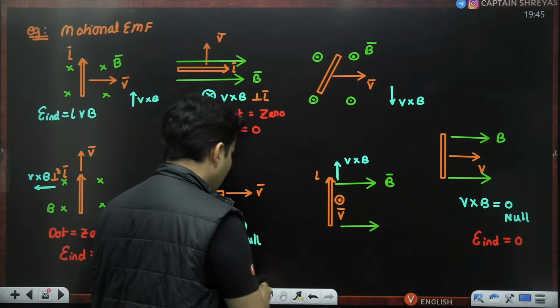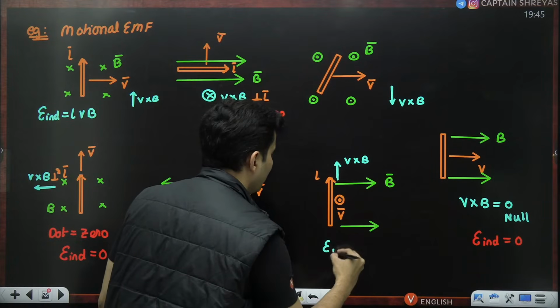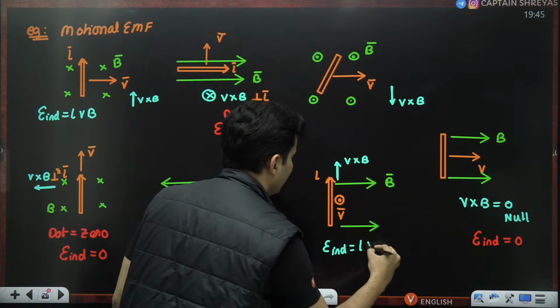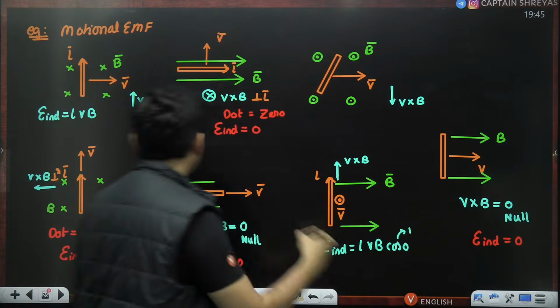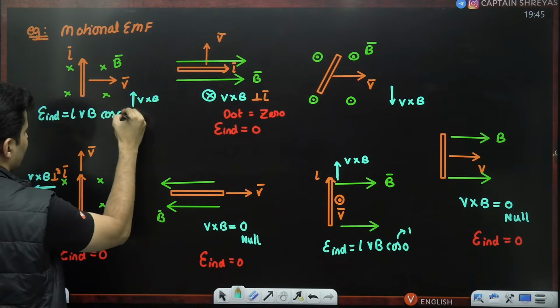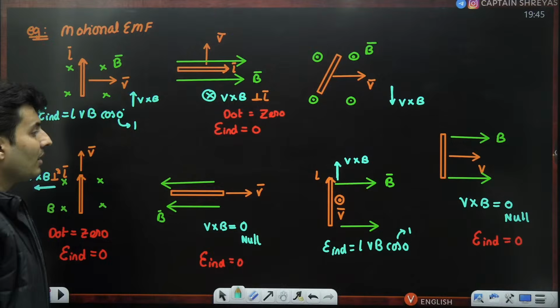You got the answer now. What is the induced EMF going to be? The induced EMF will be LVB. Cos 0 is going to be 1. Same thing over here. Cos 0 is just going to be 1.